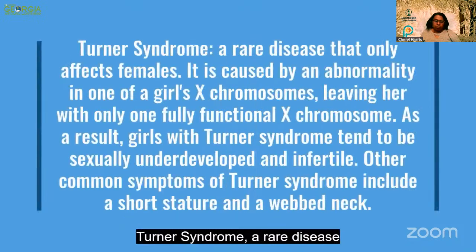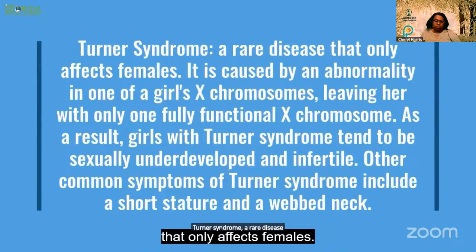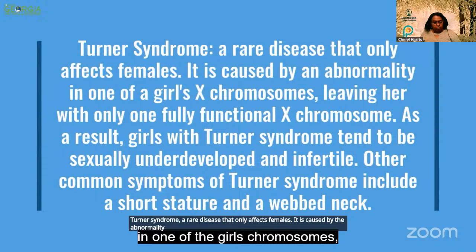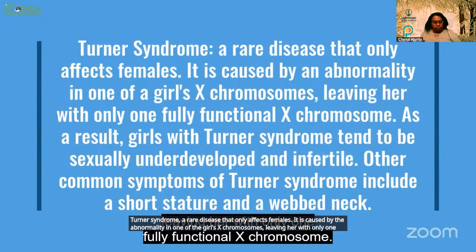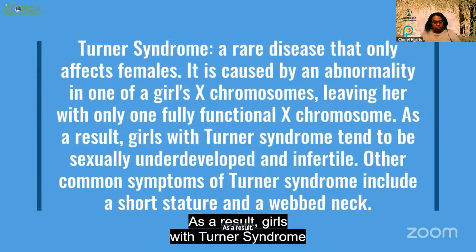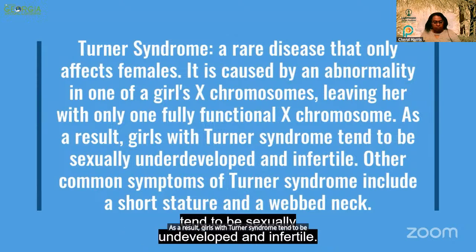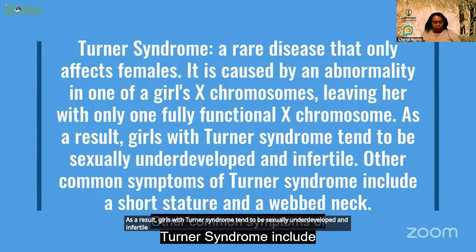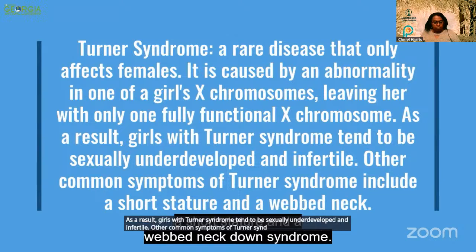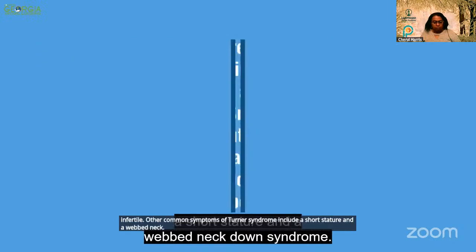Turner syndrome, a rare disease that only affects females. It is caused by the abnormality in one of the girl's X chromosomes, leaving her with only one fully functional X chromosome. As a result, girls with Turner syndrome tend to be sexually undeveloped and infertile. Other common symptoms of Turner syndrome include a short stature and a webbed neck.